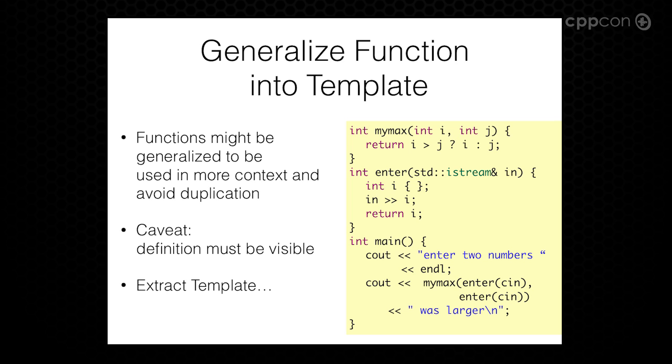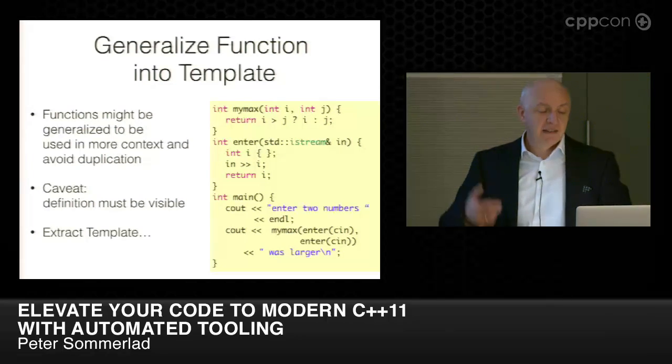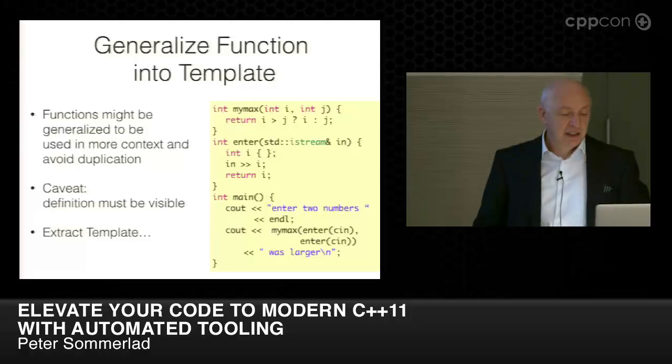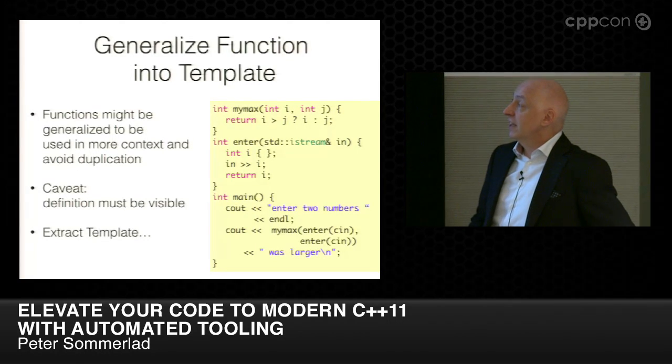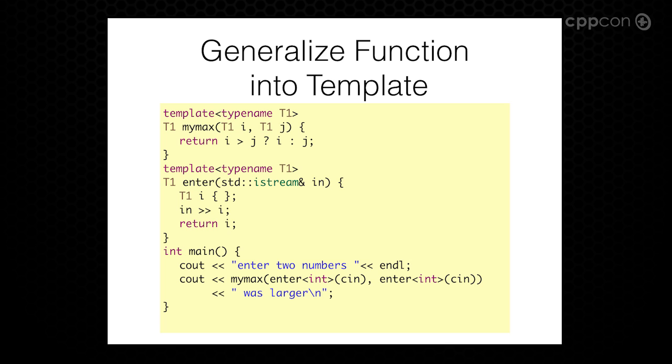A final thing, sometimes functions like this MyMax can be generalized to a more generic version where you can say, okay, MyMax should work for all types that can be compared. Or, for example, enter for entering a single variable from an iStream could also be created in a way that could use the shift operator for all kinds of types where you can input that and deliver a corresponding value. And these things can also be automatically adjusted with an extract template refactoring, where this code is automatically generated for you. And if we have a minute, I'll try to show that to you.